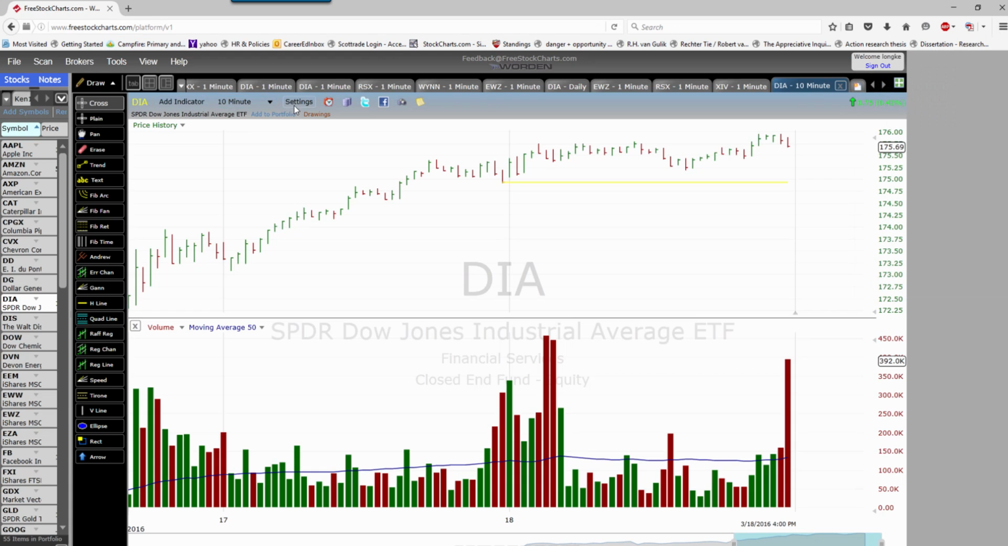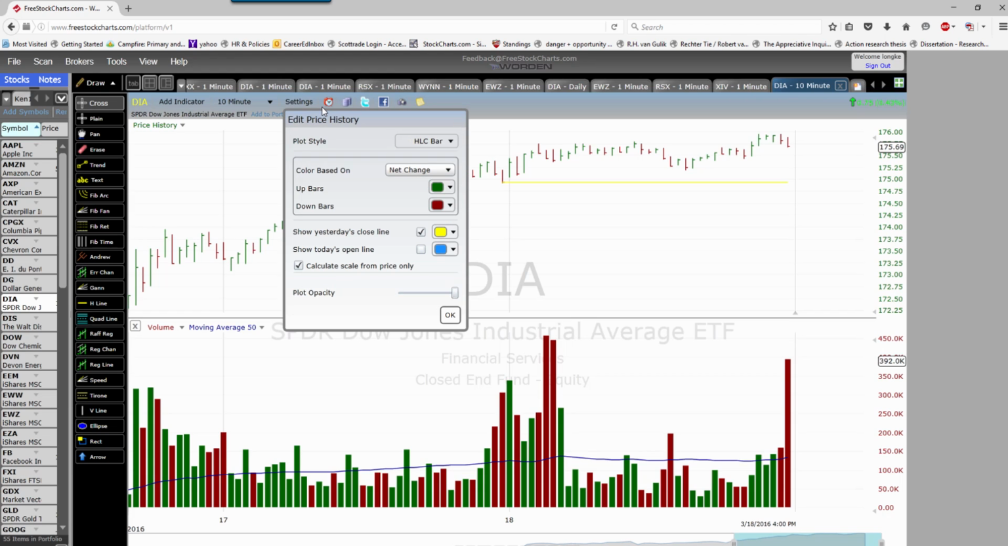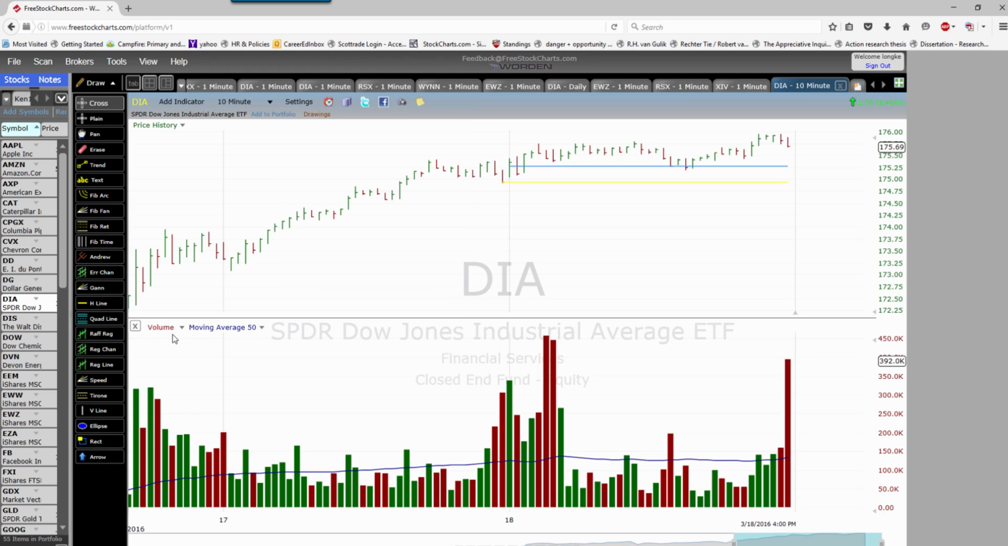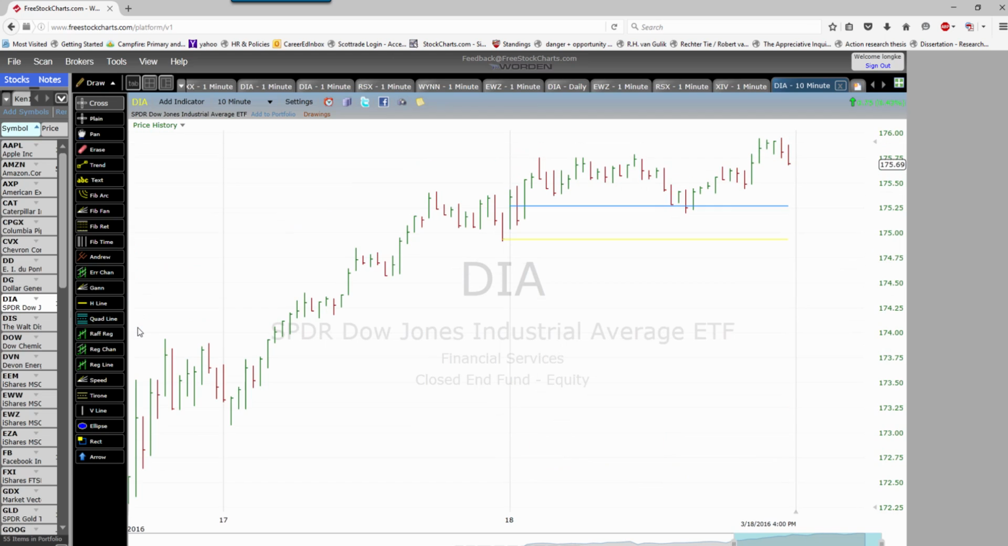All right, so let's start with our settings and our plot style. We're going to use the high, low, open, close. We're going to show yesterday's close line and today's open line. We're going to show up and down bars as red and green, and hit OK. Now, we don't need volume. Later on we're going to build out volume at price on the left-hand side, so we're just going to get rid of volume for right now.